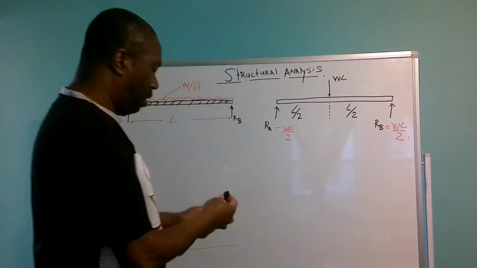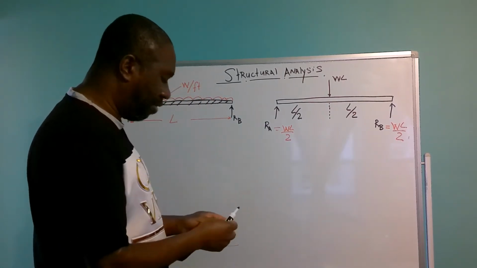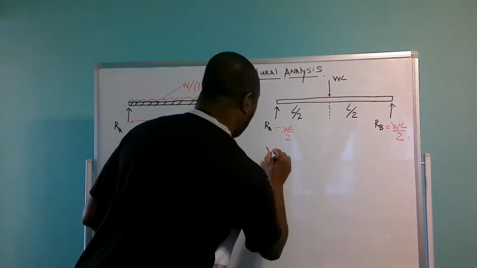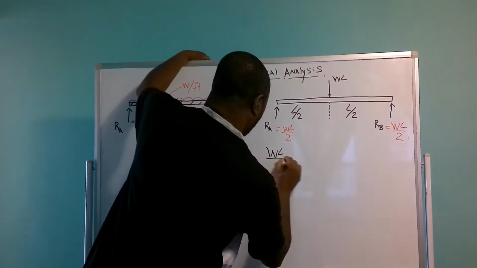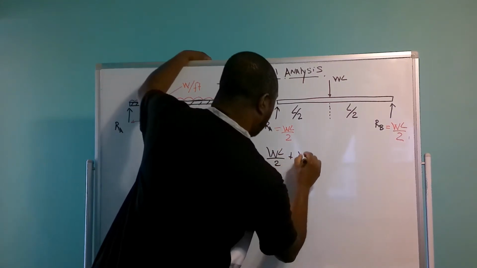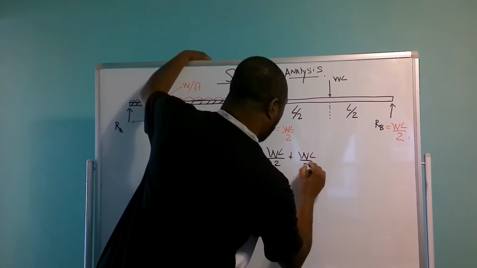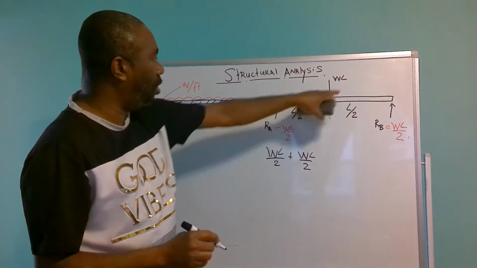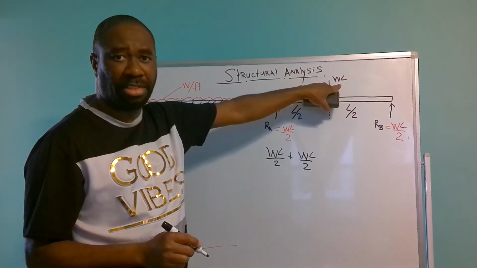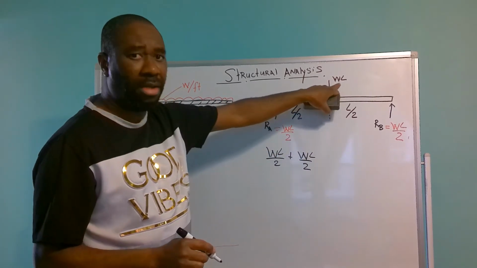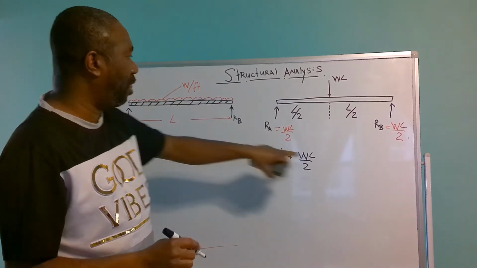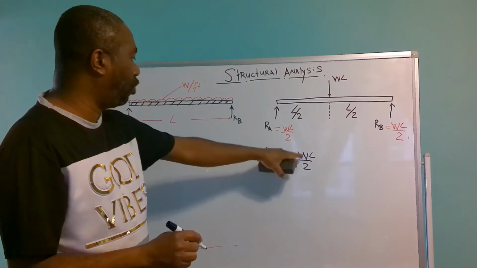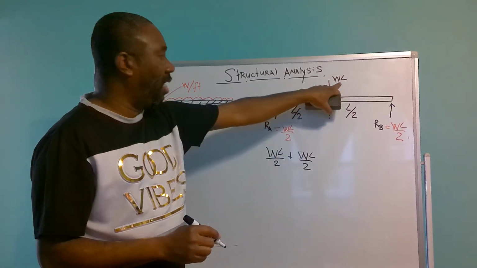So in basic math, we have here WL over 2 plus WL over 2, and we're going to add these two, and we must come back to our WL. Similarly, if the load here was 10, the reaction here will be 5, and the reaction here will be 5. But let me just show you how I can add WL over 2 and get back my WL.